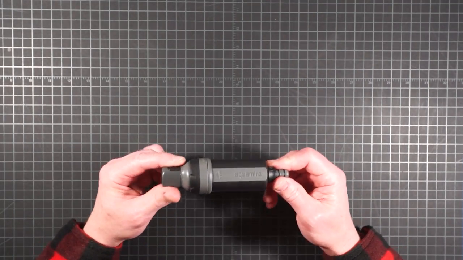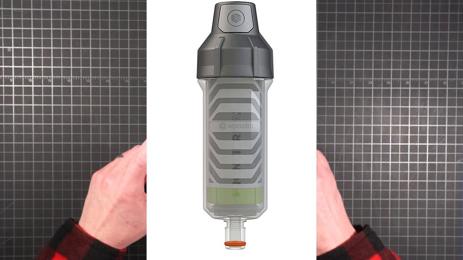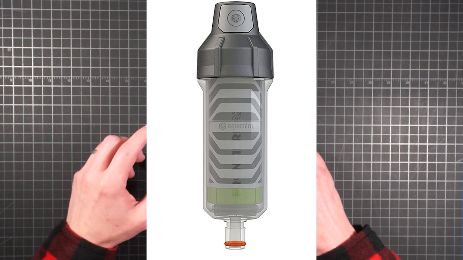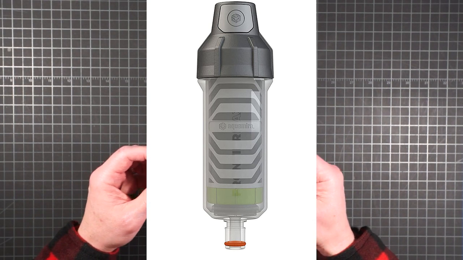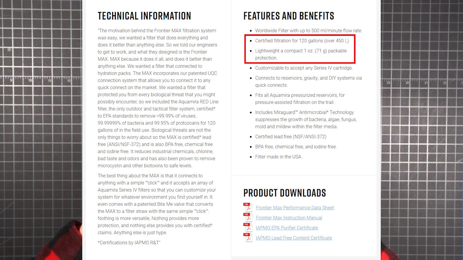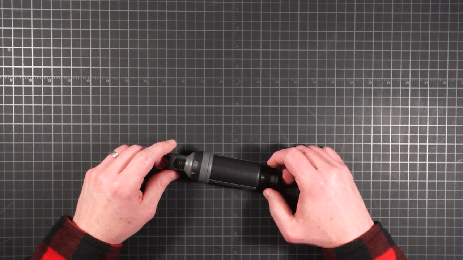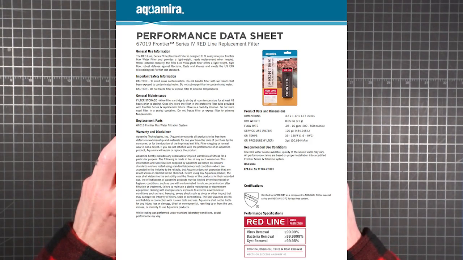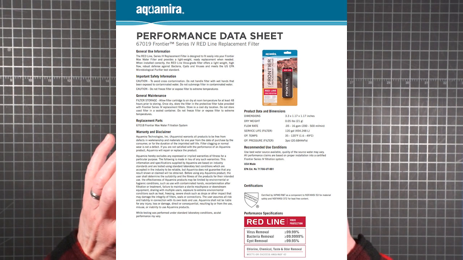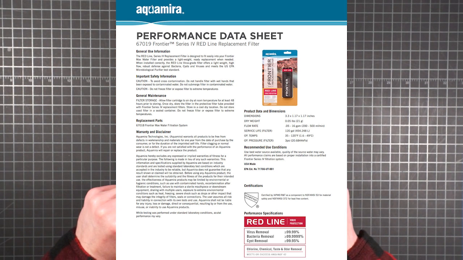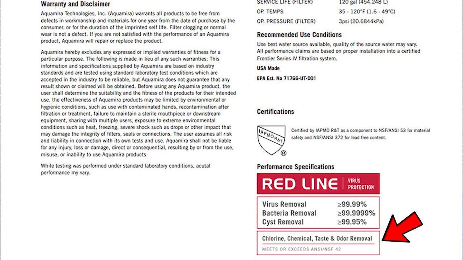Now, I've had this one for a while, but browsing the website it looks like Aquamira has updated the look, but it still claims the same Series 4 connectivity. At 71 grams and 120 gallons capacity, it offers virus protection for nearly twice as long as the bottle systems and at only a fraction of the weight. Though it should be pointed out that unlike the Sawyer and the Grayl with their large lists of chemical reductions, the Aquamira is only rated for NSF 42, which was the aesthetic effects standard. So that means a red line filter can only be counted on to reduce chlorine taste and odor.